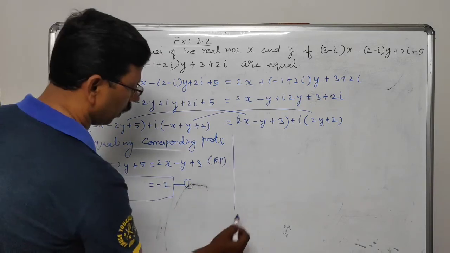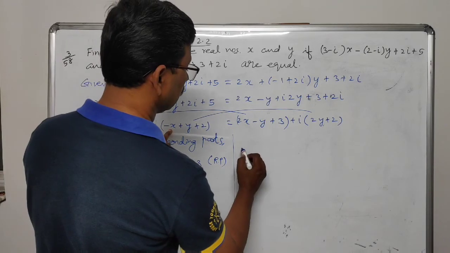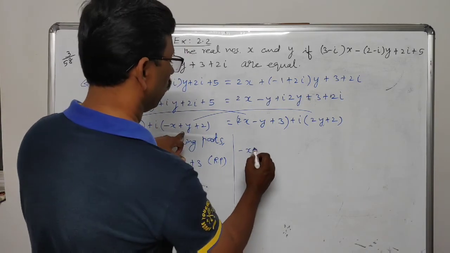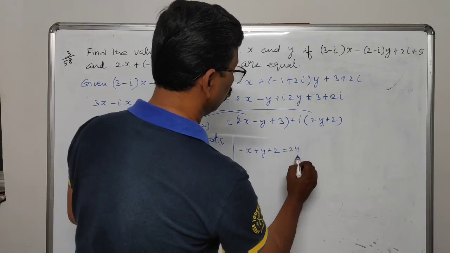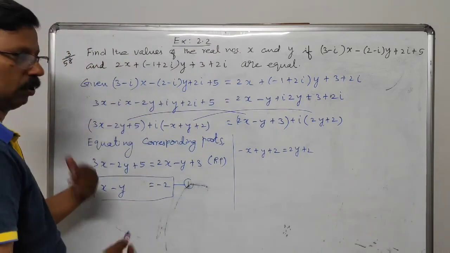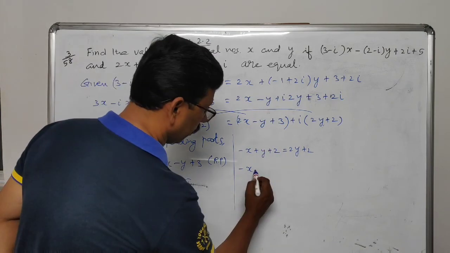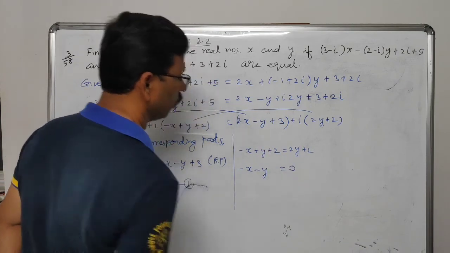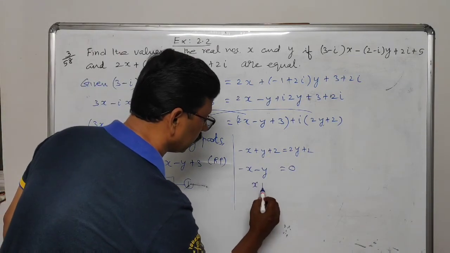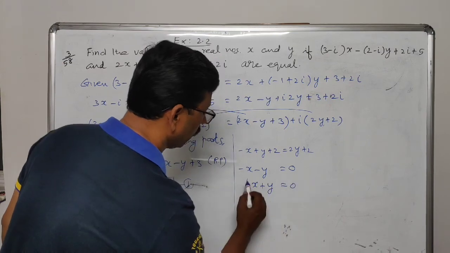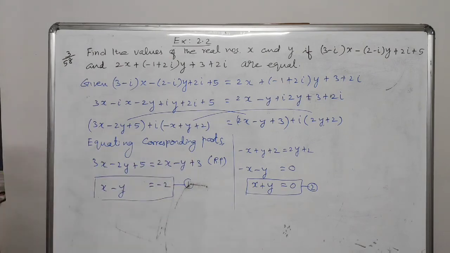Next we come to the other one, equating imaginary parts. Here the imaginary part is minus x plus y plus 2, which is equal to 2y plus 2. You bring x and y to one side. Minus x is here, then plus y here becomes minus y, equal to 0. Minus x minus y equal to 0, or you can say x plus y equal to 0. You can take this as equation number 2. Now by solving these two equations you can easily get the values of x and y.